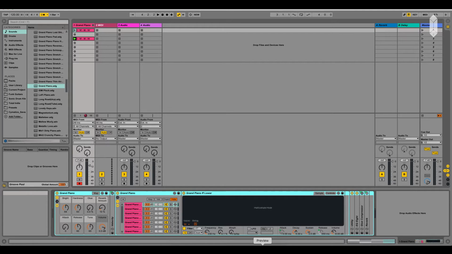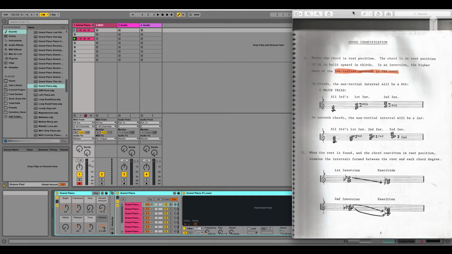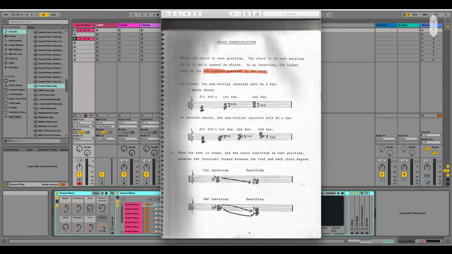I need to open up the preview here. So I have this. I just copied it from a book that I have. I was going to write it out and I was like, screw it, I already have it here. So why not? So basically chords are made up of thirds, which is what we've gone over already.